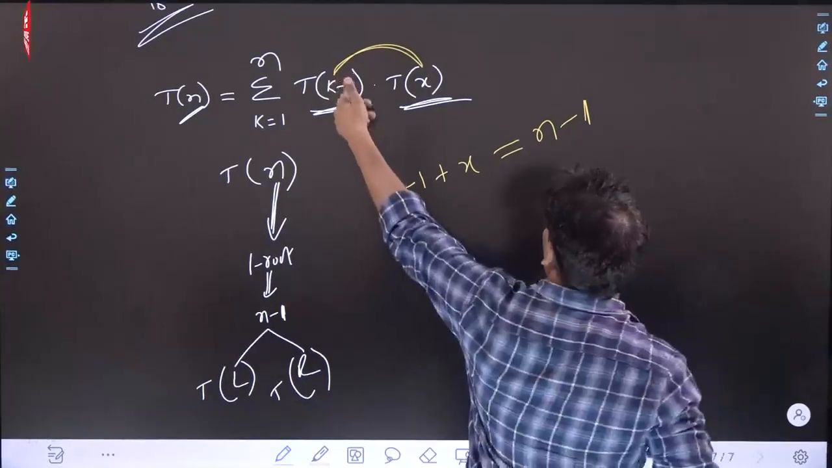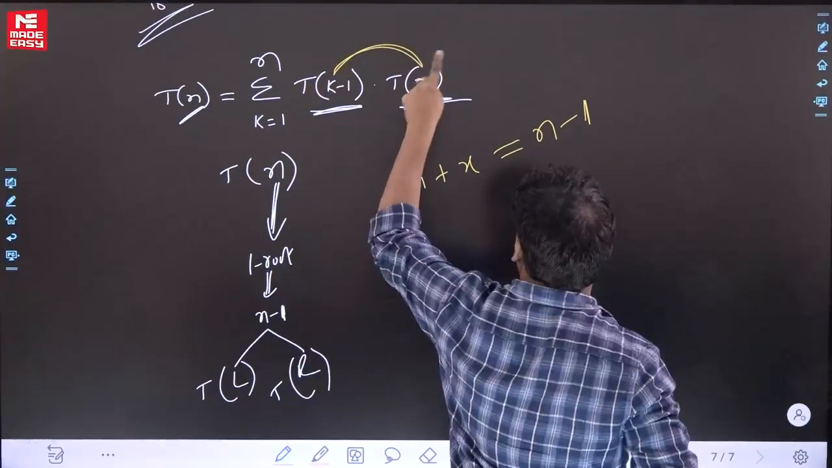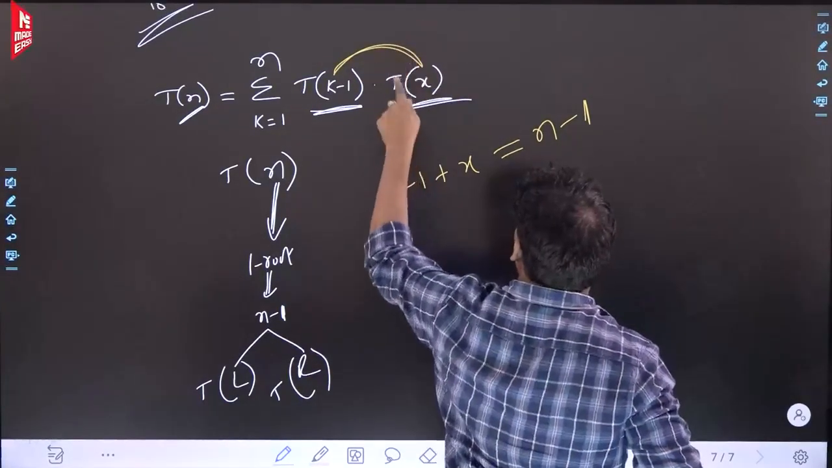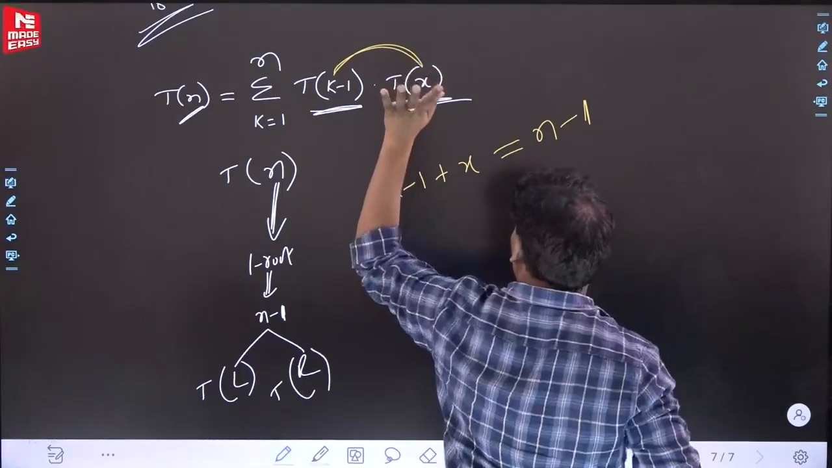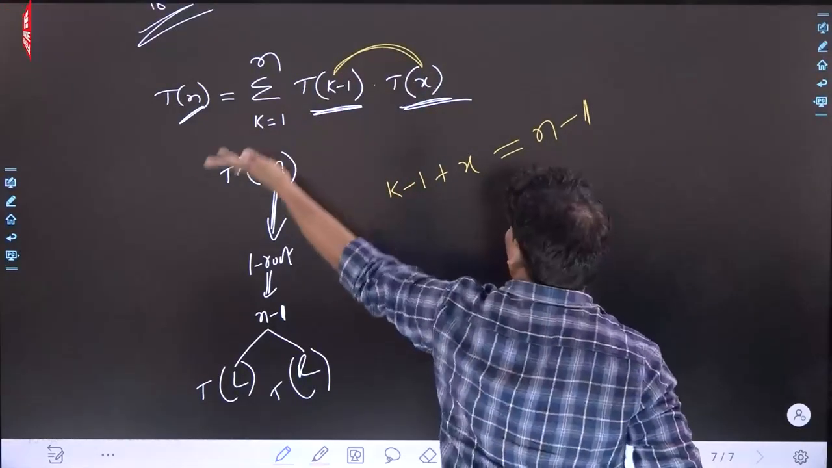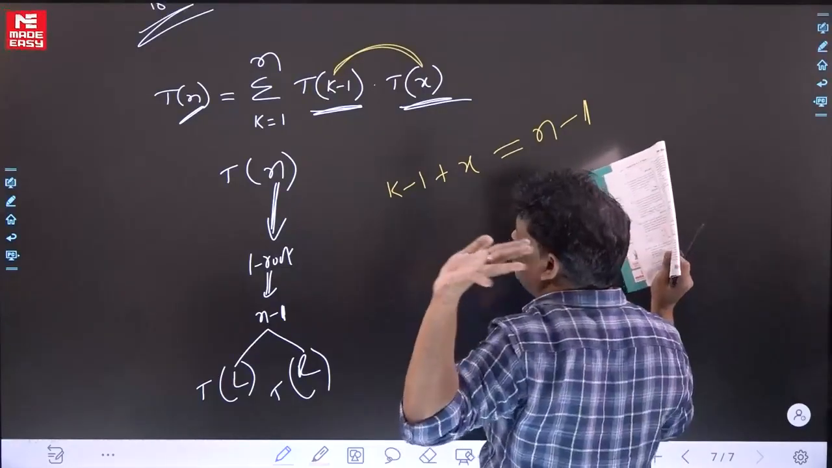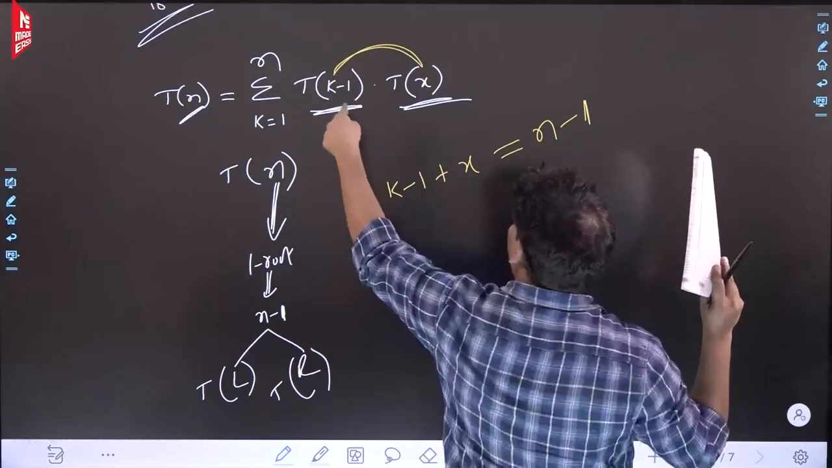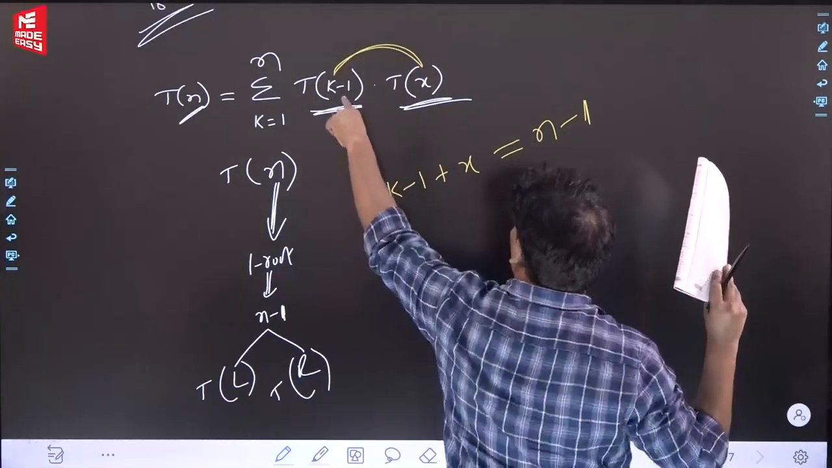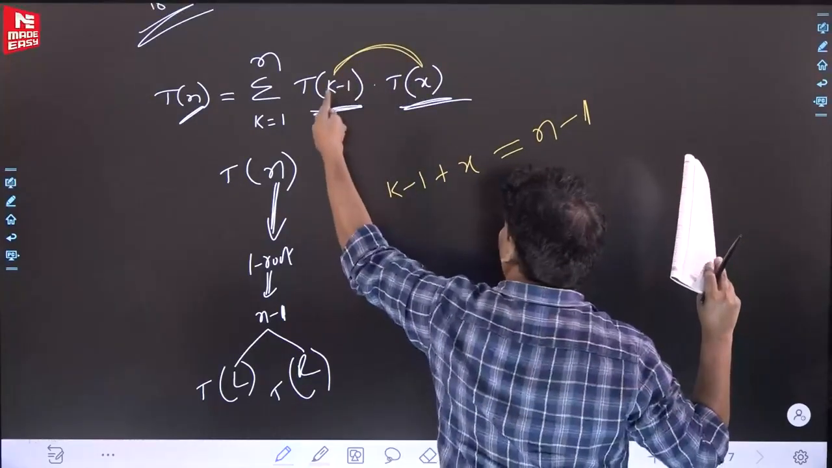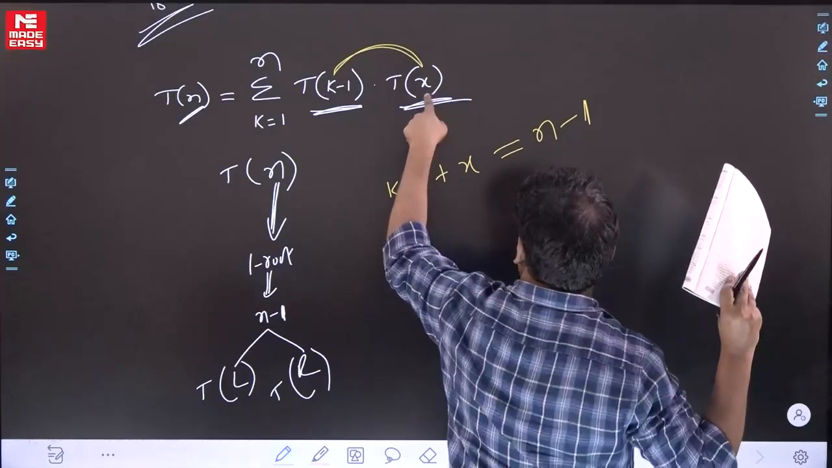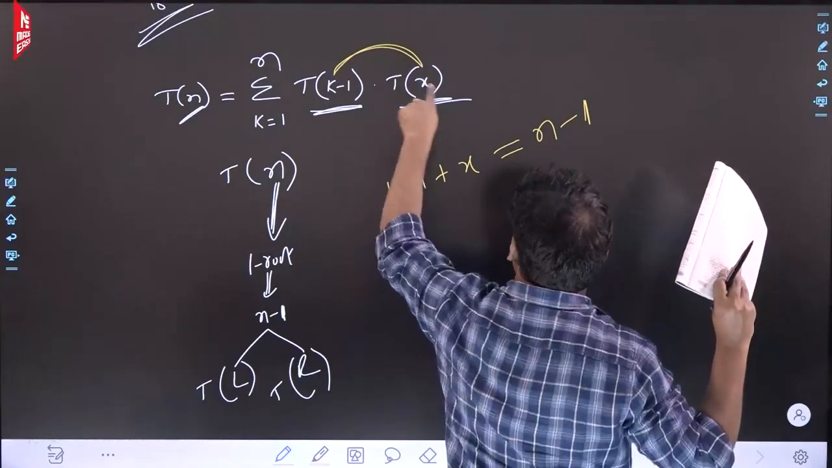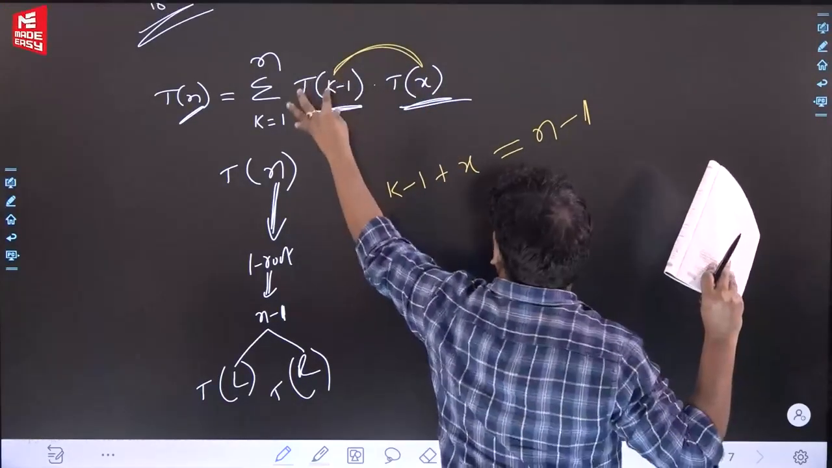Left, how many people you kept? K minus 1. Right, how many people you kept? X. Left, how many BSTs? T of k minus 1. Again I am asking you. Left, how many nodes you kept? K minus 1. Left BSTs how many? T of k minus 1. Right, how many nodes you kept? X. How many BSTs possible on the right? T of x. Total how many? This one into this one.